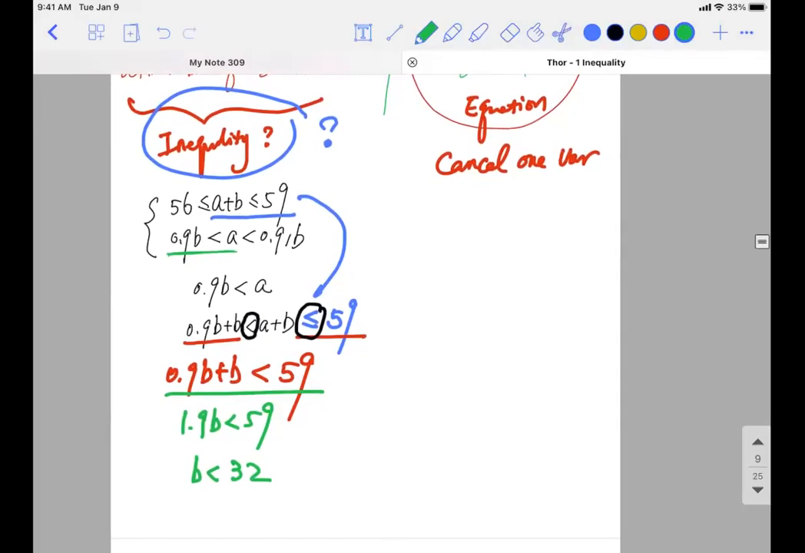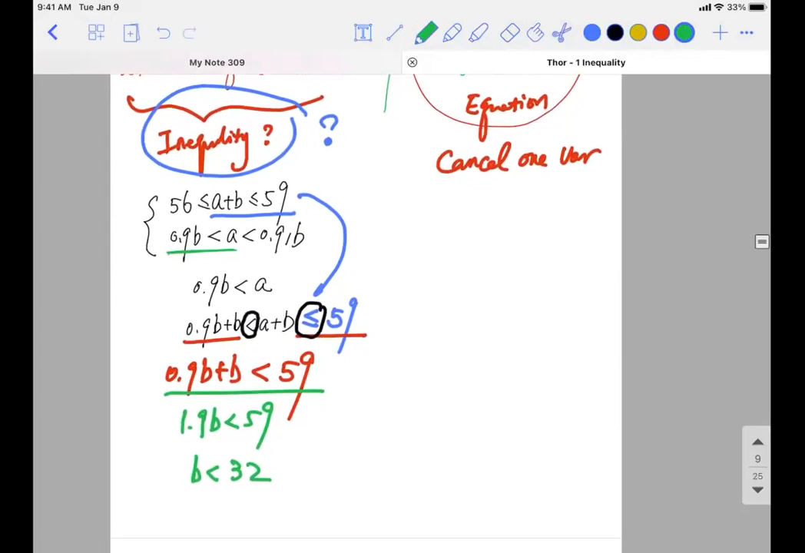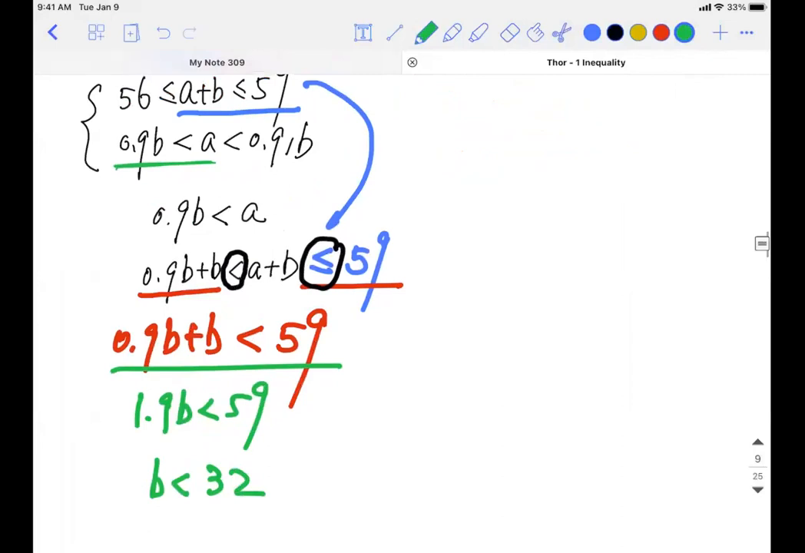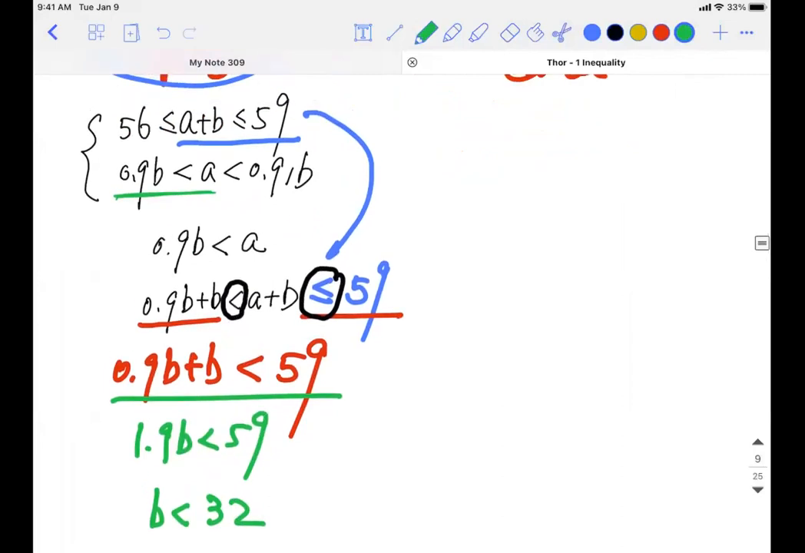b is less than 32, which is a very good sign for b, but I need a range. Only less than 32, this is not going to work, right? I have to find out another part, the lower bound of my b. So I'm going to put it here. Who can tell me, using exactly the same strategy, who can help me do the second part of the calculation to find out the lower range, excuse me, of b?